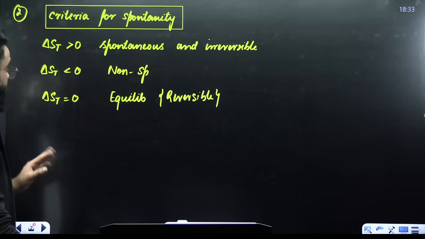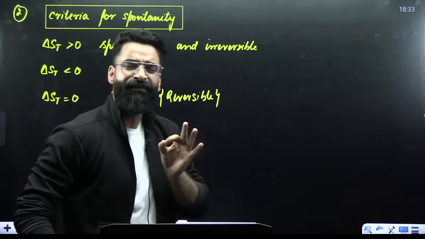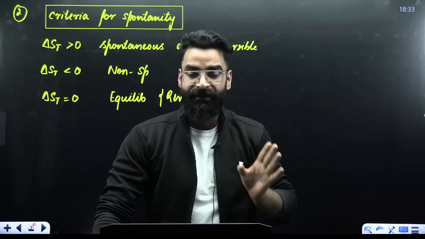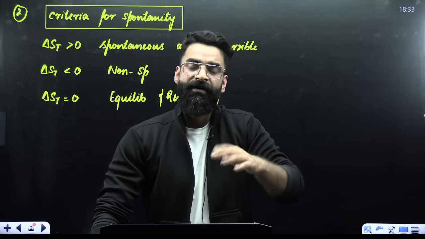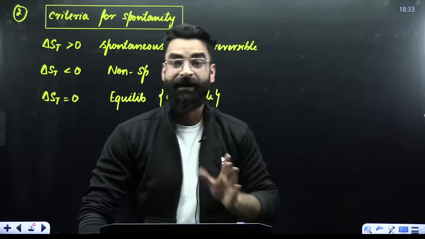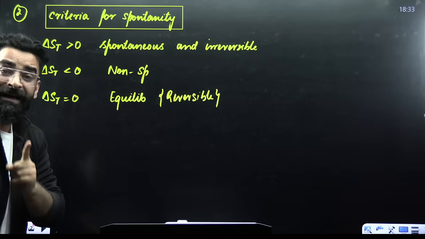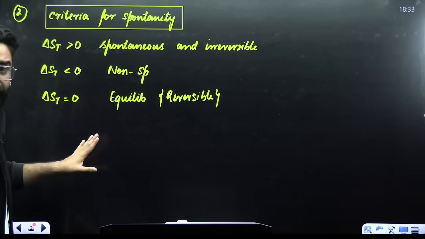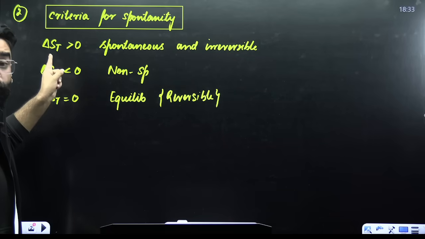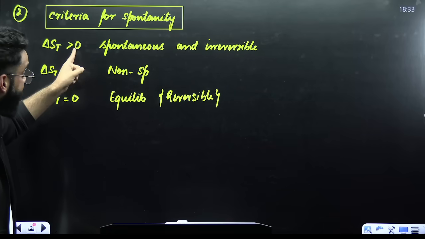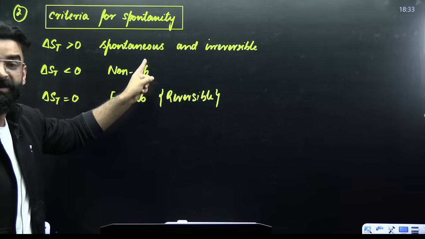Now, moving on to the second point. If entropy is kept as the criteria for spontaneity, then for the process to be spontaneous, what is the condition? If entropy is the only criteria for spontaneity, then remember, delta S total, meaning delta S universe, should be greater than 0, then only the process will be spontaneous.